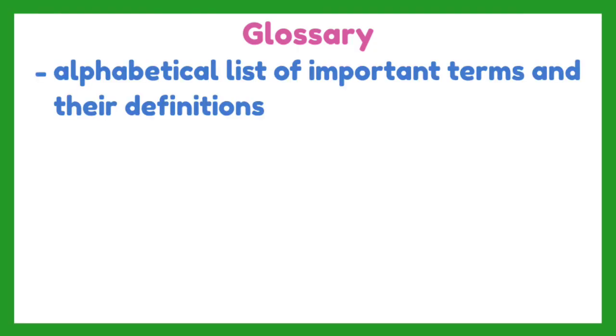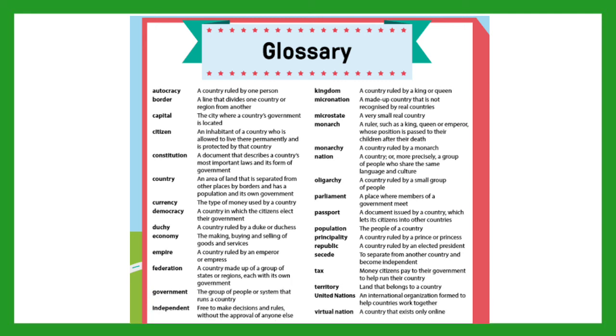Next, glossary. The glossary is an alphabetical list of important terms in the book and their definitions. This is an example of a glossary. These are the key terms used in the book and their meanings.